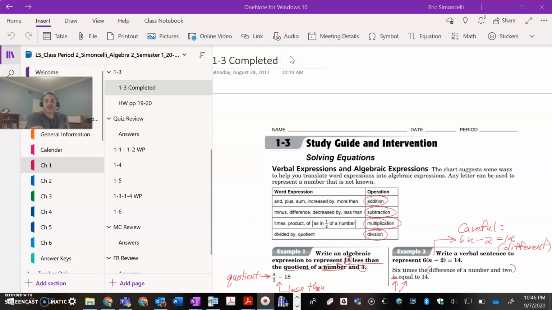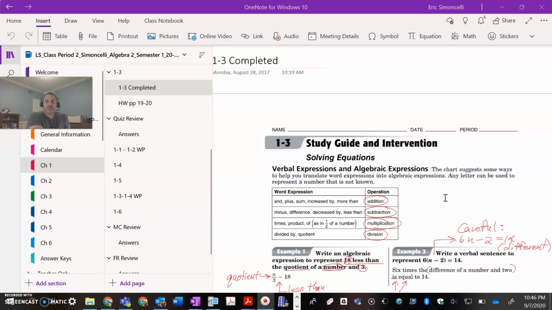Hello students, today we're going to be taking a look at section 1-3, solving equations. So verbal expressions and algebraic expressions. We're going to be taking a look at a chart and it will suggest some ways to help you translate word expressions into algebraic expressions.